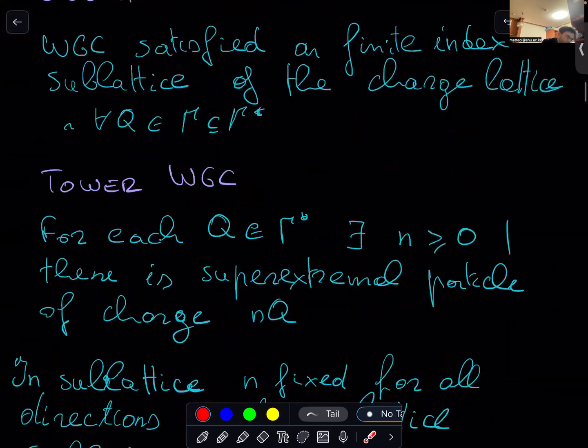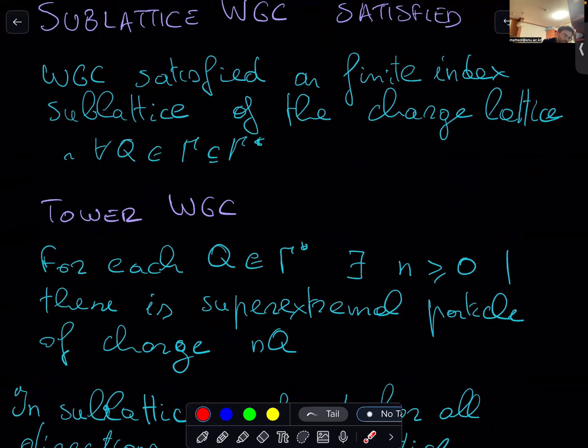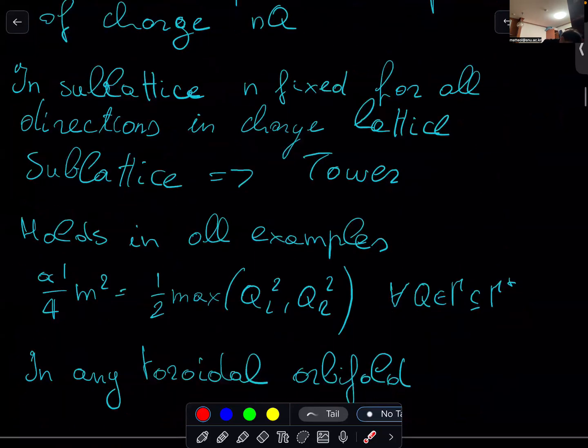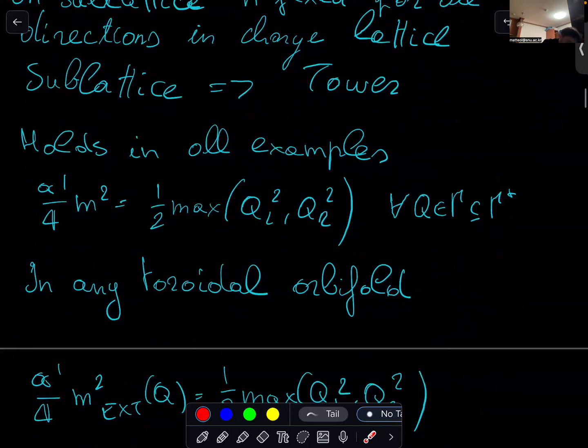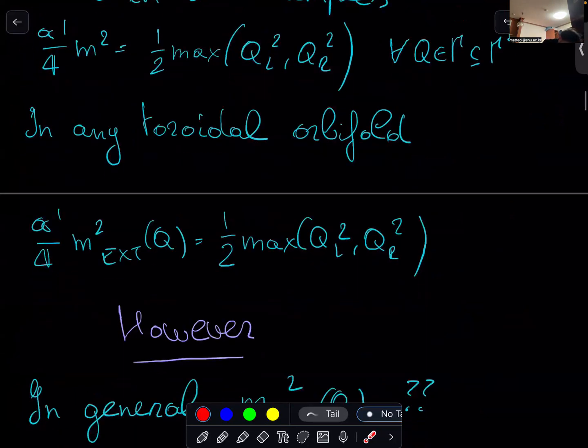And there's a similar related story, which is the tower WGC, just mentioning for completeness, which is more or less the same thing, except the n is different for each direction in the charge lattice, right? So the sublattice version is stronger because it enforces a single n for which the sublattice of index n is filled with super extremal particles. And so this is here just to say that the sublattice WGC, as stated above, holds in all examples.